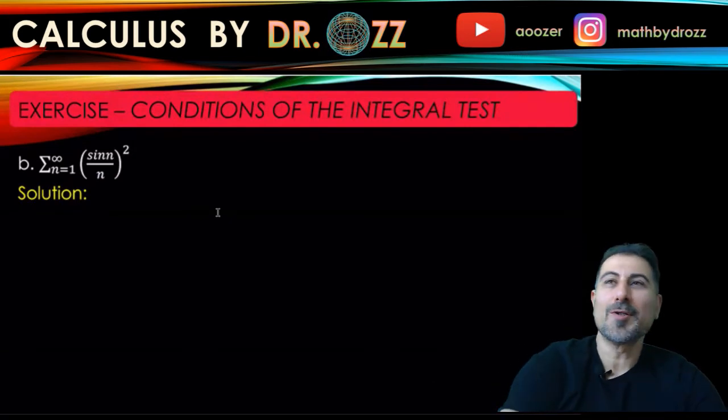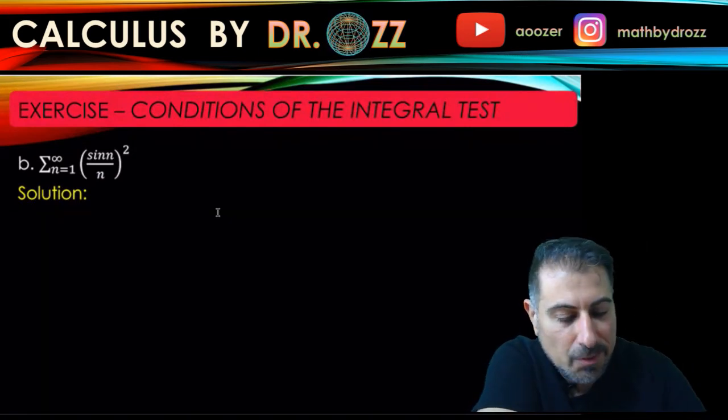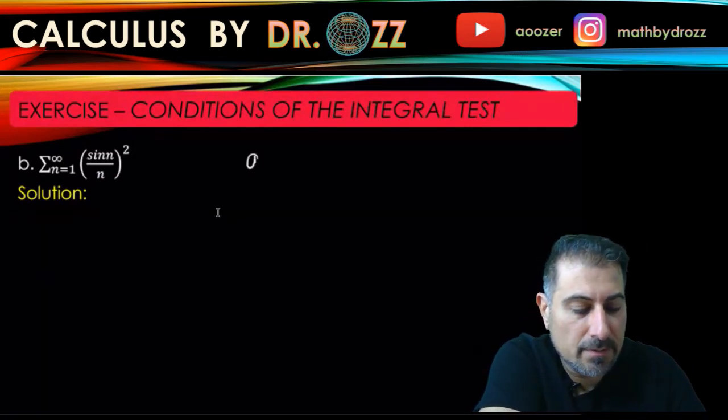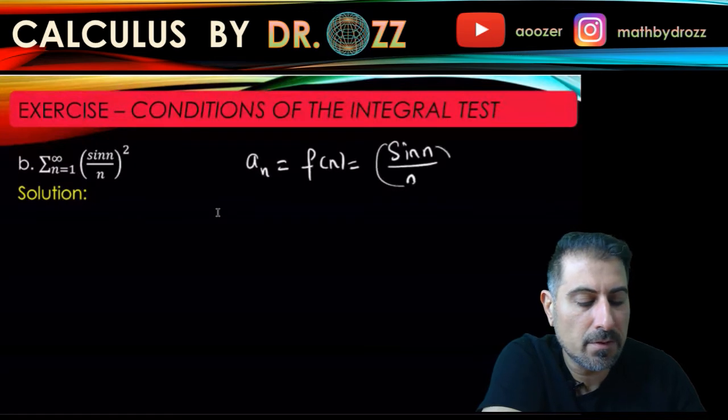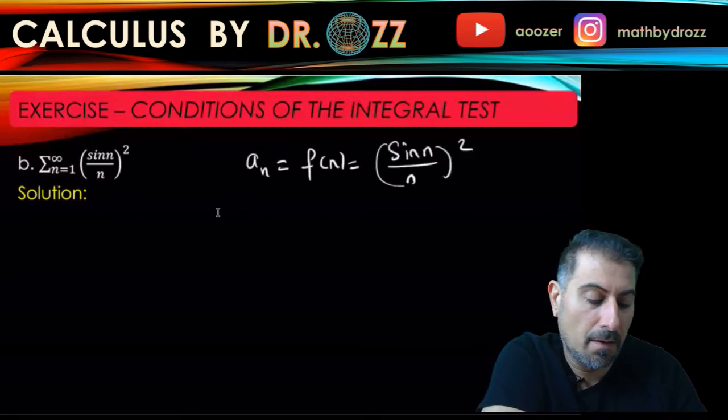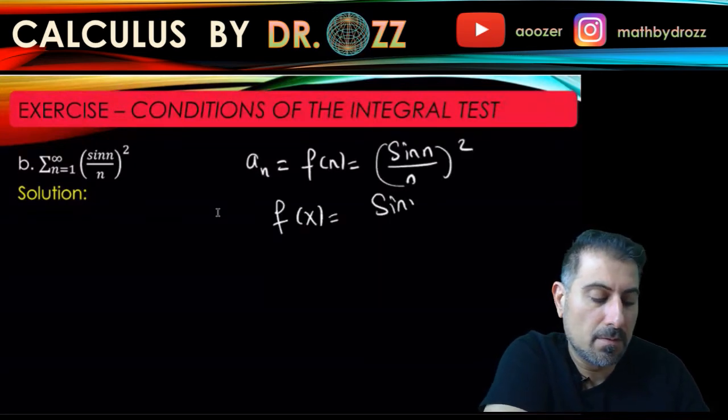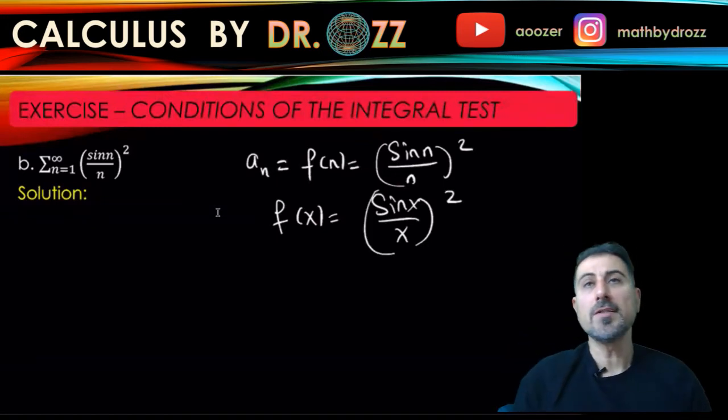All right, let's look at part B. As always, I'm going to grab a_n equals f(n). I'm going to grab the function f in terms of x. Three conditions to check.